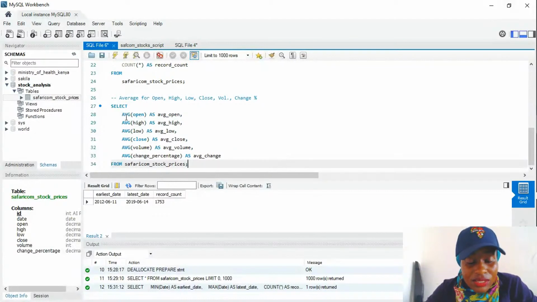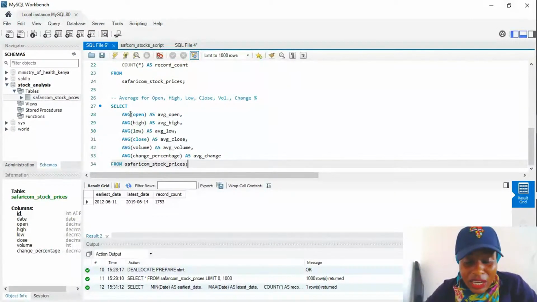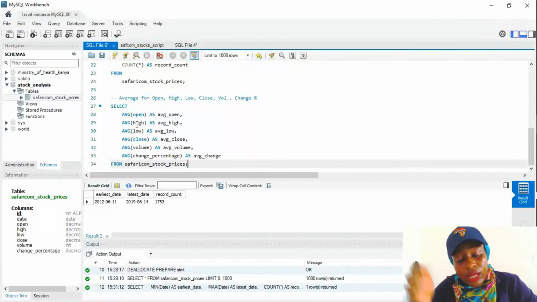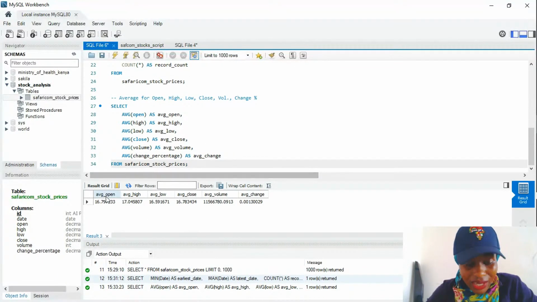So I'll just run this. And now here we're going to be using the average function, which is denoted as AVG. And it's going to be using that function from MySQL. And we're going to be looking at them and using aliases, like the average of the openers, average AVG open, and so on and so forth. So let me just run that. And now you can see here, we have a summary of the averages here.